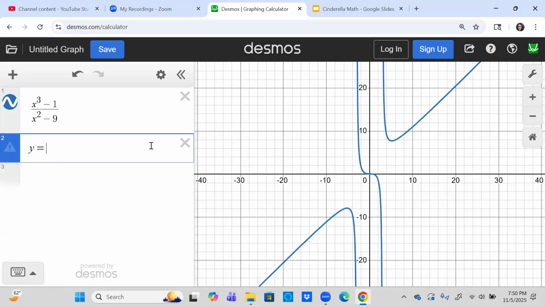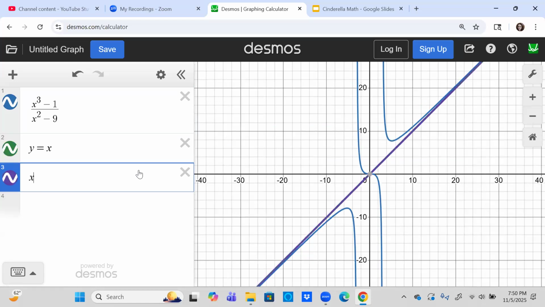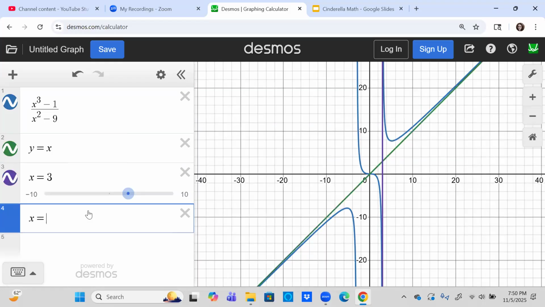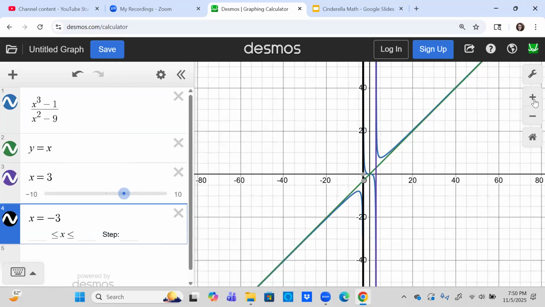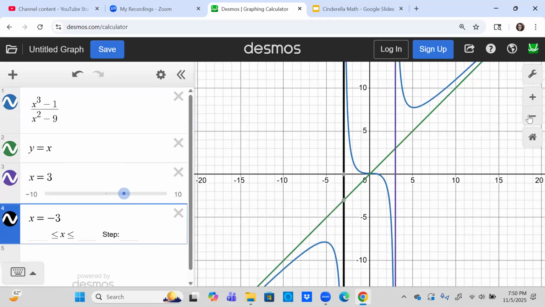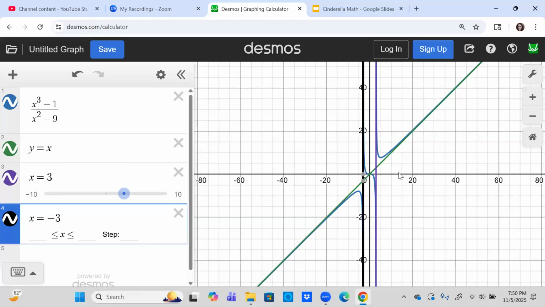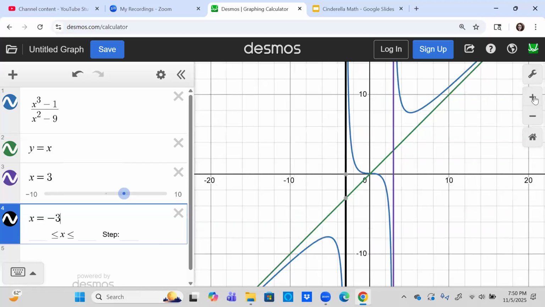So the slant was y equals x. Yep, that looks good. See how the asymptote is kind of cradling the function there? Let's put in our vertical asymptote, x equals 3. Yep, that looks good. And the other one was x equals negative 3. Yeah, it looks good. I think that's fine. So kind of a snake thing in the middle and kind of two U cup things toward the ends. Okay.